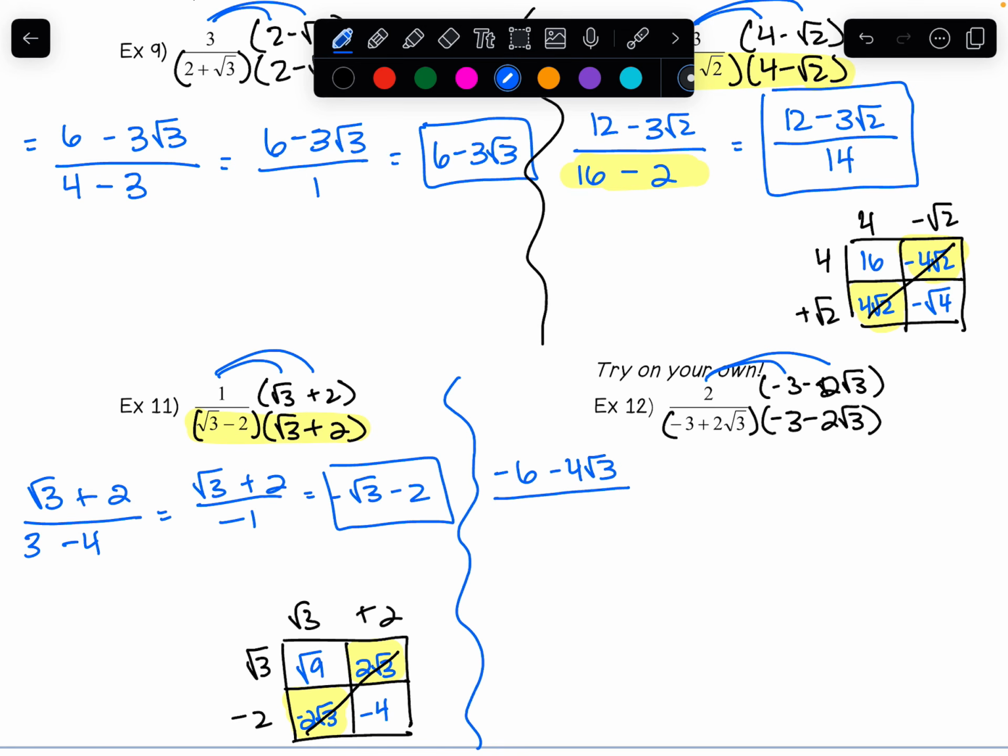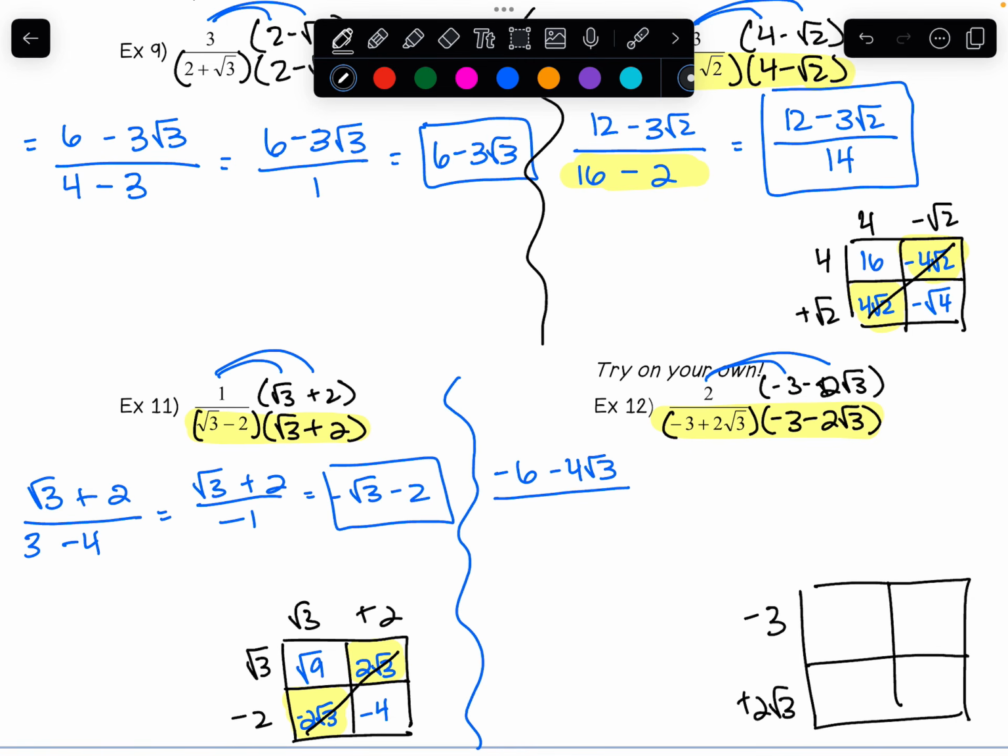And then in my denominator, I'm multiplying these conjugates together, so I am going to use the area model. So I'm going to have negative 3 plus 2 square roots of 3 and negative 3 minus 2 square roots of 3. Negative 3 times negative 3 is positive 9. Here I'm going to get positive 6 square roots of 3, negative 6 square roots of 3, and negative 4 square roots of 9.